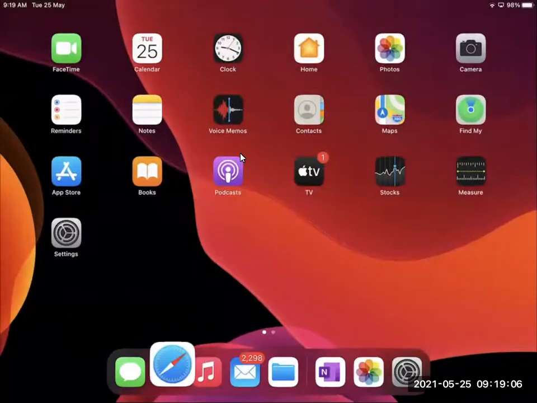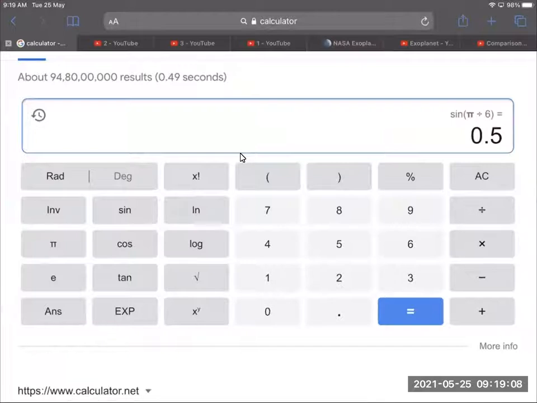Let's see if I have that open. Yeah. So I hope everybody can see the calculator, right? Yes, sir. Everyone has the calculator on Google. So you can see the LN button here, right? And you can see E here, right?